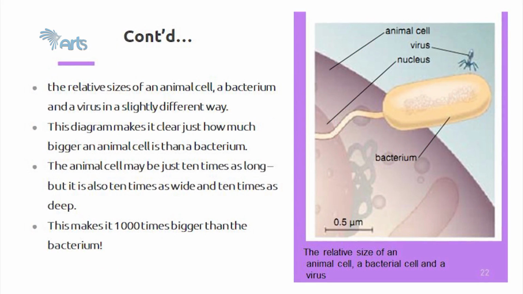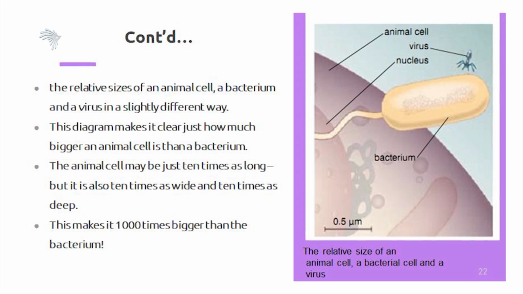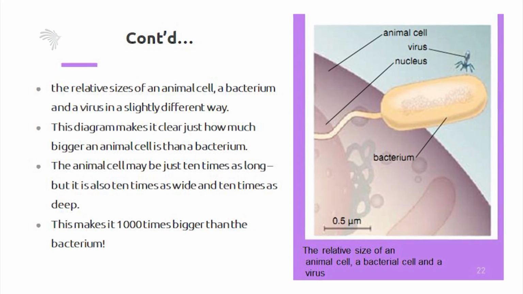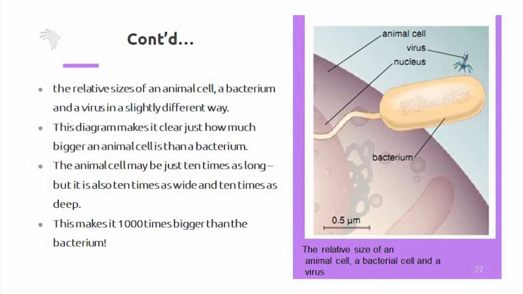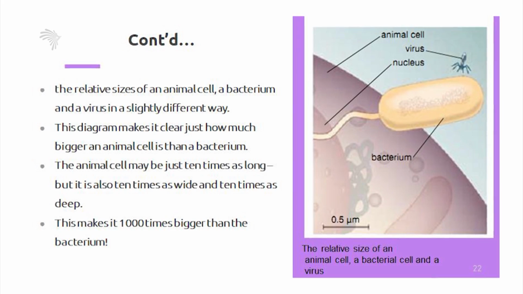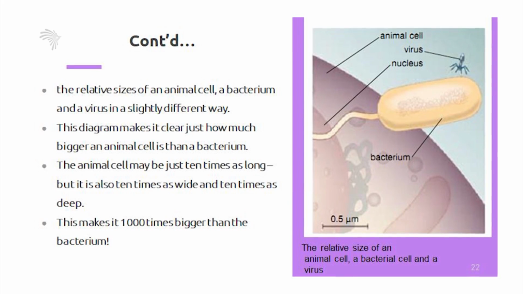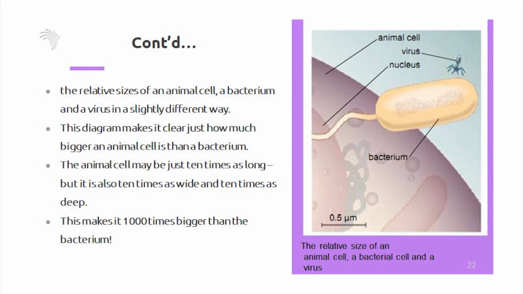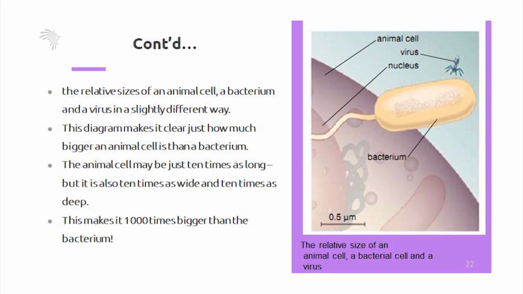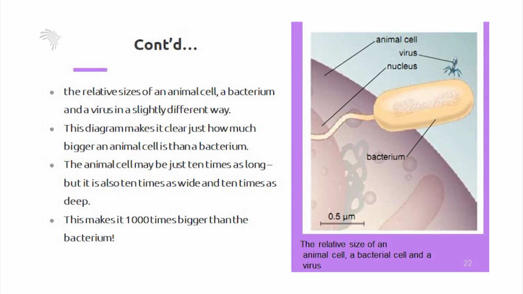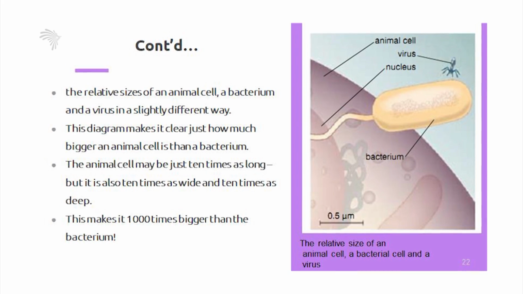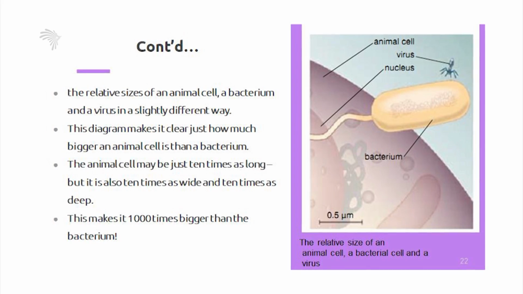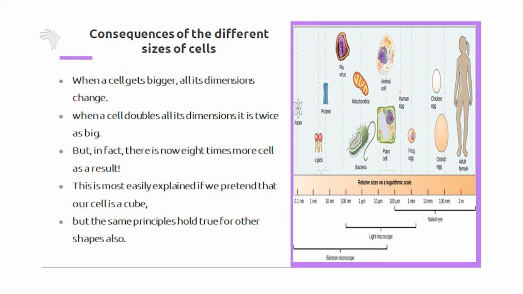The relative size of the animal cell, the bacterium, and the virus is shown in a slightly different way. The diagram makes it clear just how much bigger an animal cell is than a bacterium. The animal cell may be just 10 times as long, but it is also 10 times as wide and 10 times as deep. This makes it 1000 times bigger than the bacterium cell when we compare bacterium and animal in this slide. So, the consequences of the different size of the cell.